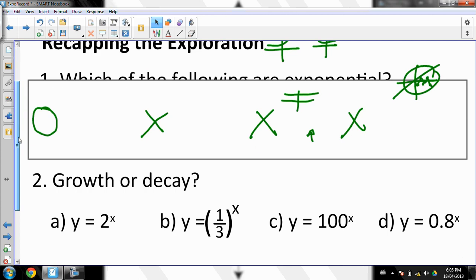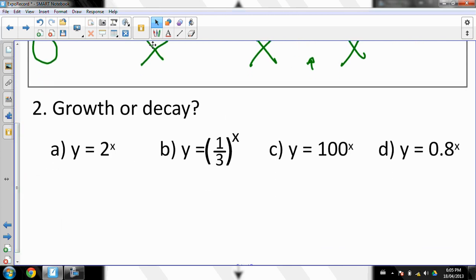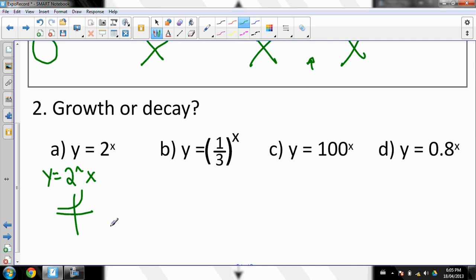So the next thing we're looking at is whether we see growth or decay in each of the following functions. So here we have y equals 2 to the power of x. Well, if you enter that into your graphing calculator, you will see it looks like this. This is a growth because as x gets bigger, as we move forward in x, y gets bigger. As we move to the right, we move up on our graph. Okay? Any whole number base, excluding 1, will be an exponential growth.